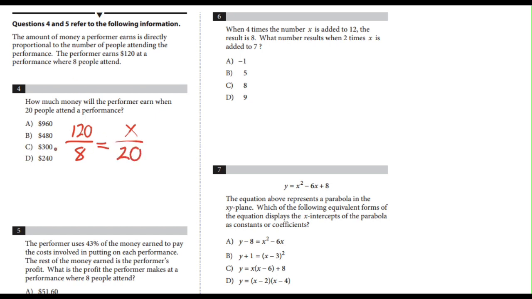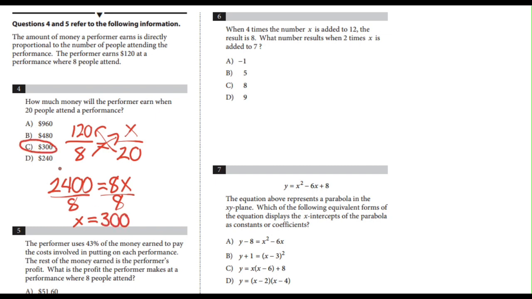20 people attend. Once again, to solve for x, we need to cross multiply. 20 times 120 is going to be 2400. And then 8 times x is 8x. In order to get x by itself, we're going to divide both sides by 8. And we'll get that x equals 2400 divided by 8, which is going to be 300, or answer choice C.